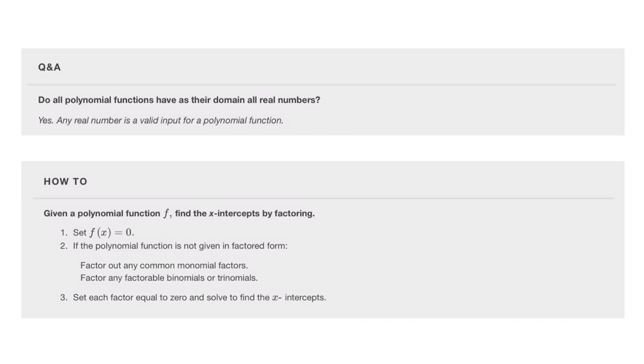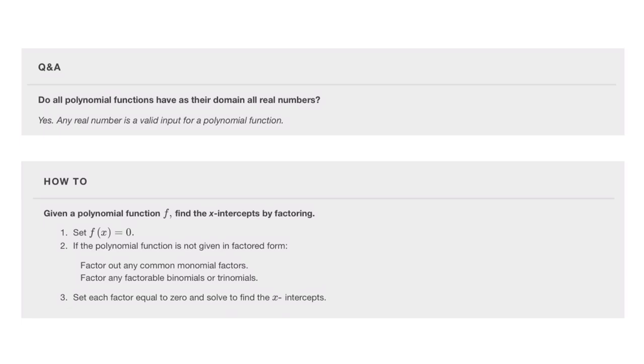So given a polynomial function f, how do we find the x-intercepts by factoring? First we set the function equal to 0. If the polynomial function is not given in factored form, then we have to factor out any common binomial factors and then factor any factorable binomials or trinomials, right? Then set each factor equal to 0 and solve to find the x-intercepts.